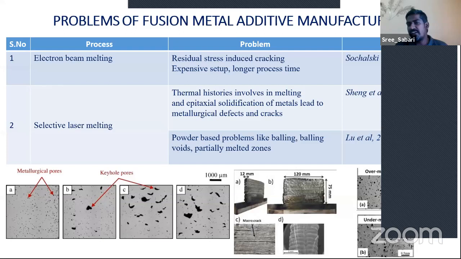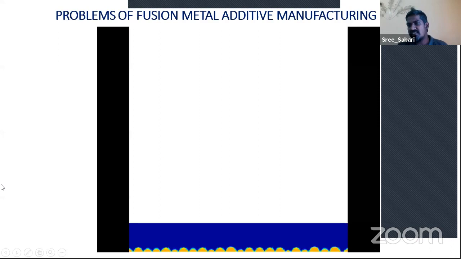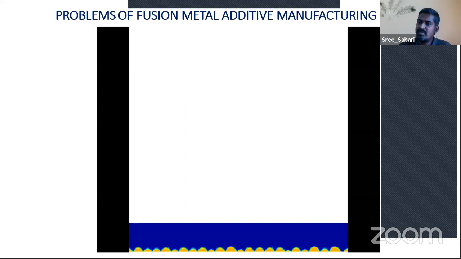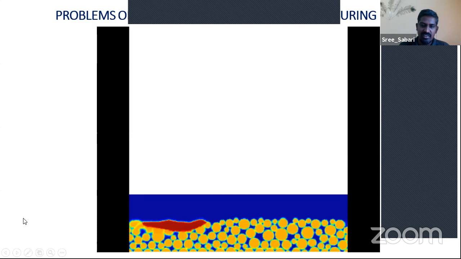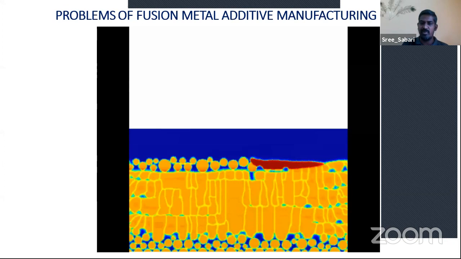So this is a simulation of the microstructure. What is happening when you go for a powder-based additive manufacturing process? Here the process is selective laser melting. The process is very simple. You apply a layer of powder, then the laser heat source is passed over the powders. It melts the powders and forms a solid. You can see the simulation here. A powder is laid, then a laser source, or it may be any source. It's a simulation, so I'm not pointing only to the selective laser. It may be an electron beam also.